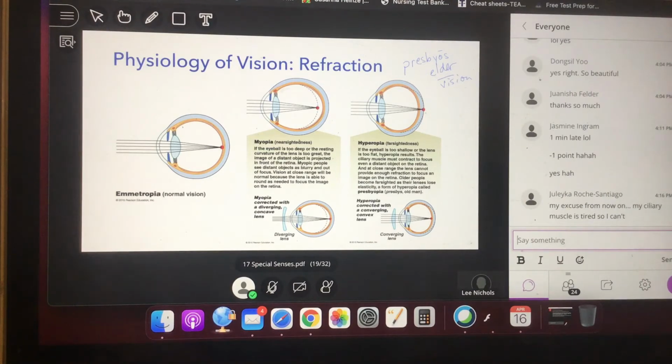This is at the top of page 192. Elder vision. It is a form of farsightedness. The distant vision might be fine, but the closer the object is, the blurrier it tends to get. That's just because the lens gets a little more stiff or rigid the older we get.